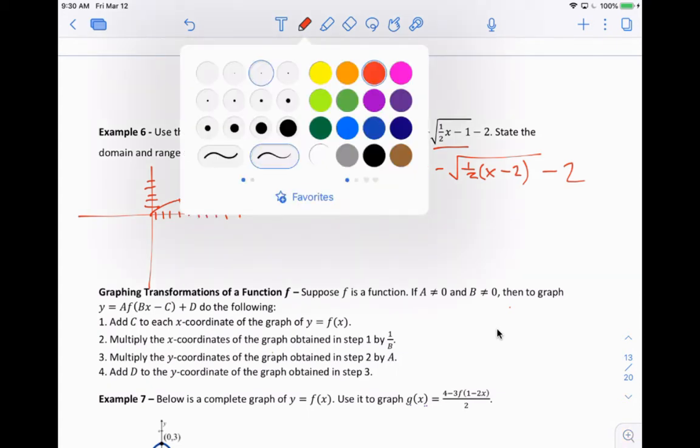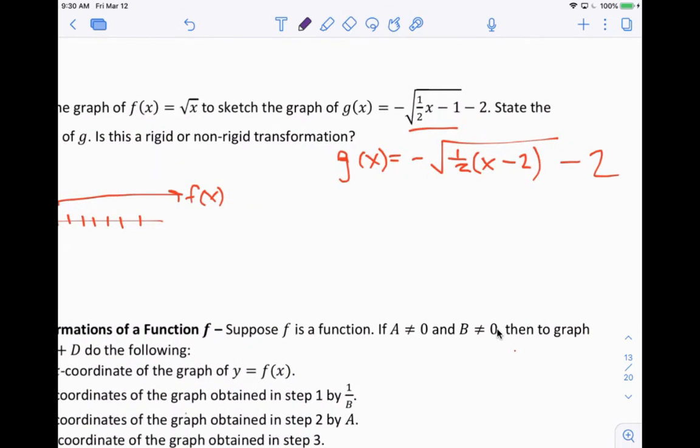All right, now that we've cleaned it up a little bit, let's identify which transformations we have. Here we have a flip over the x-axis. Here we have a stretch of 2, because inside the function, it's opposite. For the x's, everything is opposite. Minus 2 is going to be right 2. But then outside for the y's is just going to be normal, down 2.